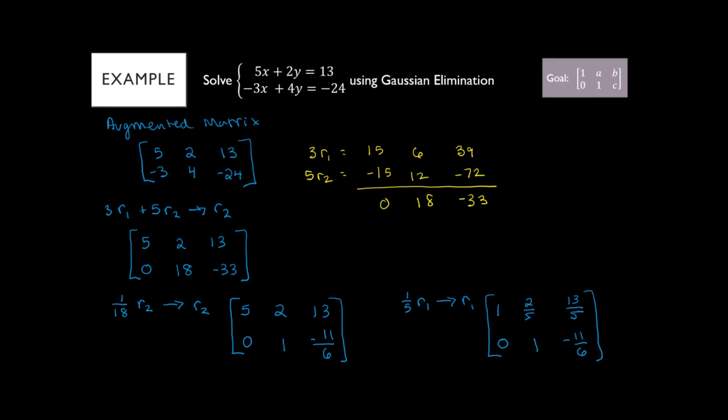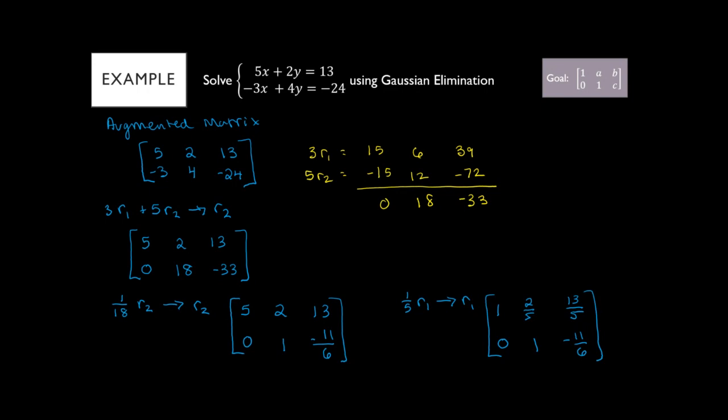So now I'm in reduced echelon form because I have that 1 in the diagonal with the 0 underneath. And I have found out that y is negative 11 over 6. And now I need to back substitute to find x.